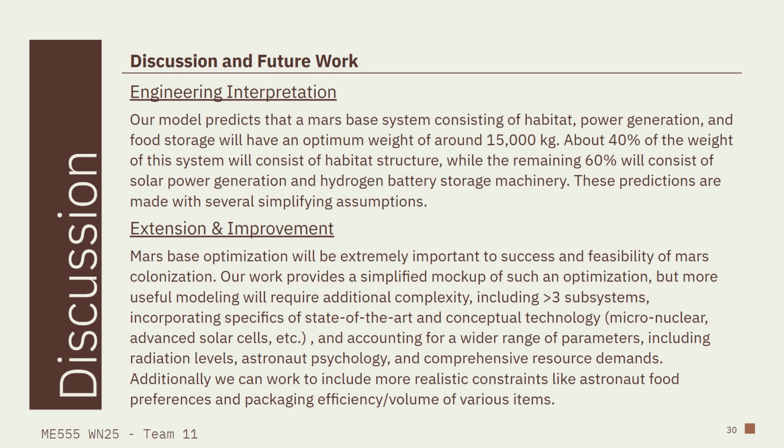To summarize, our model has predicted an optimum total system weight of about 15,000 kilograms across our 3 subsystems. Specifically, around 40% of this weight will come from the habitat structure and its contents, while the other 60% comes from the machinery for solar power and battery storage. Of course, we acknowledge all the assumptions that we made along the way.